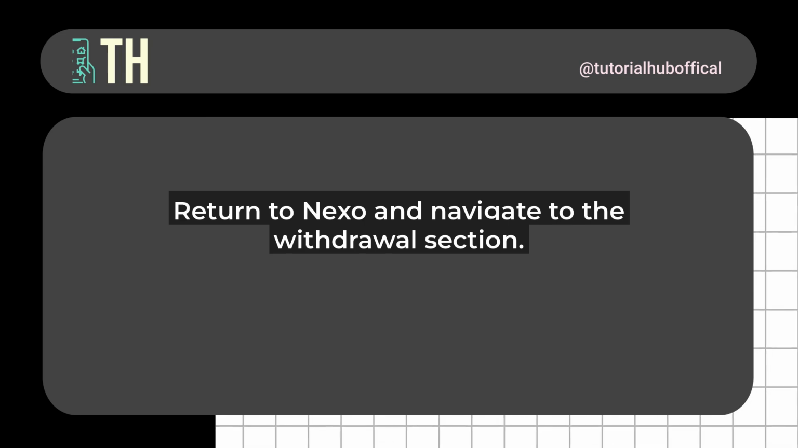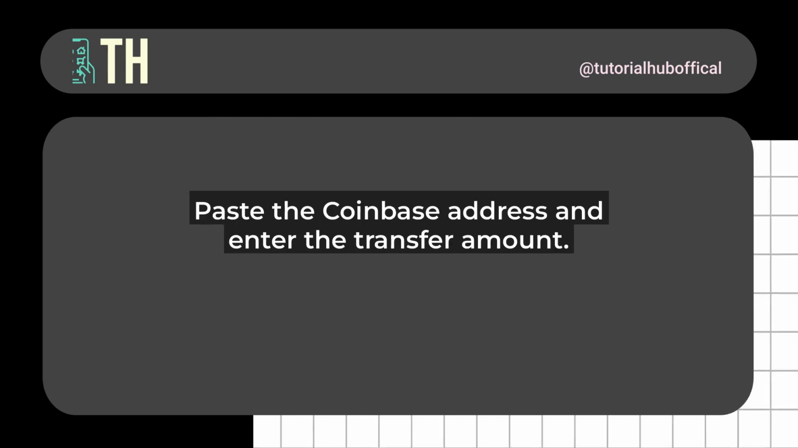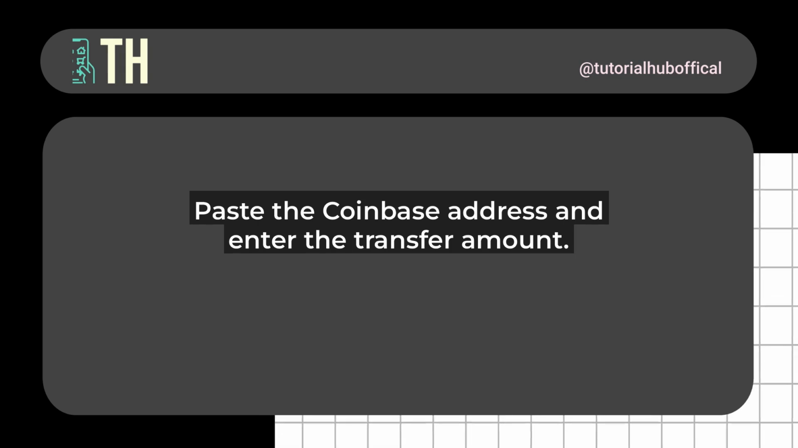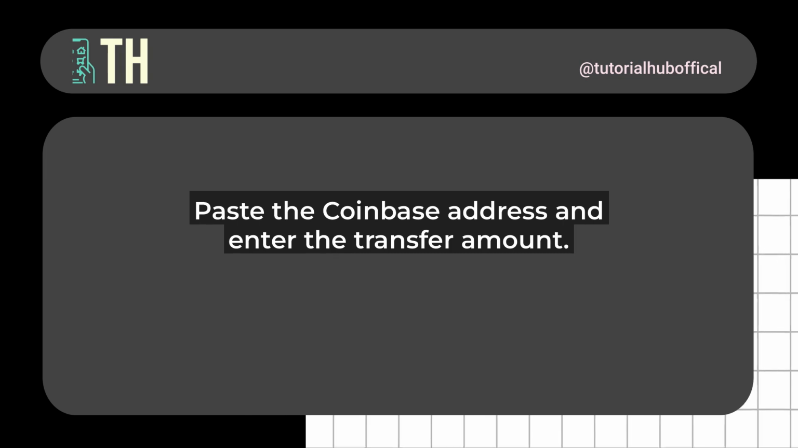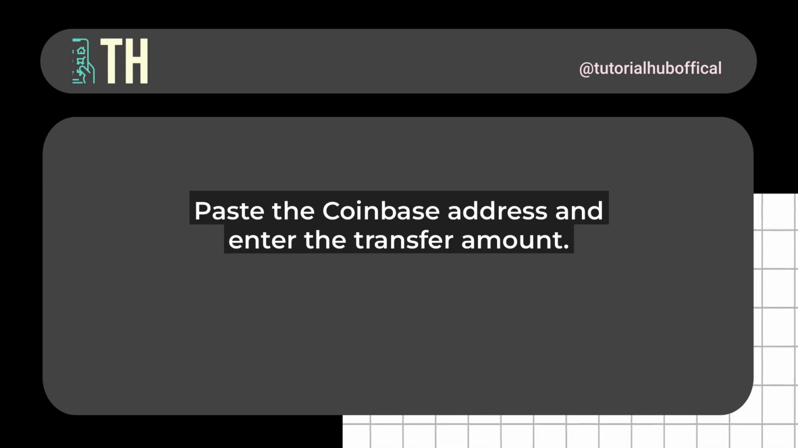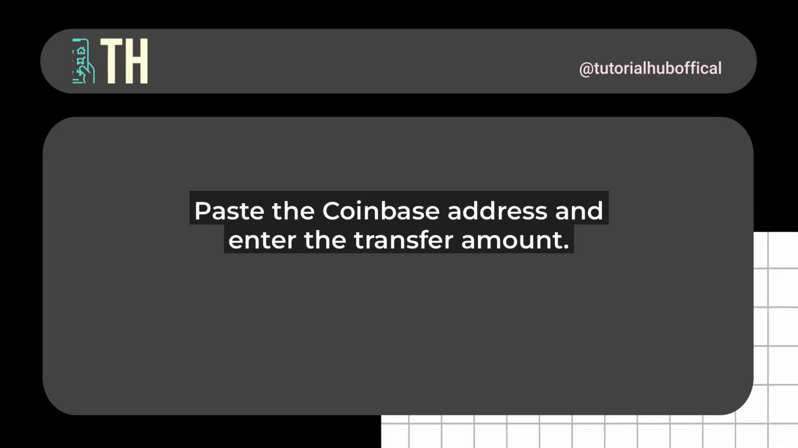Next, head over to your Coinbase account. Go to the wallet section and find the specific asset you plan to receive. Copy the wallet address for that asset. It's a long string of letters and numbers, so be extra careful not to make any typos here. This address is crucial because it's where your crypto will end up.